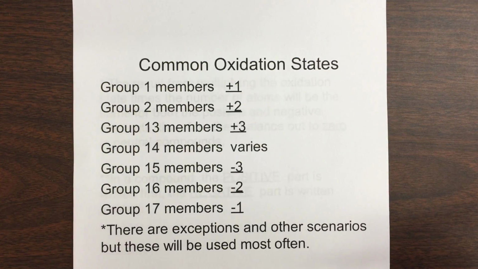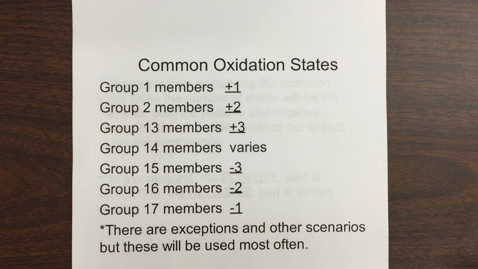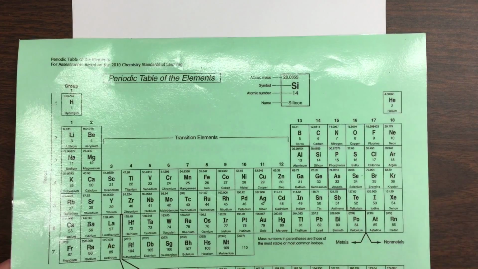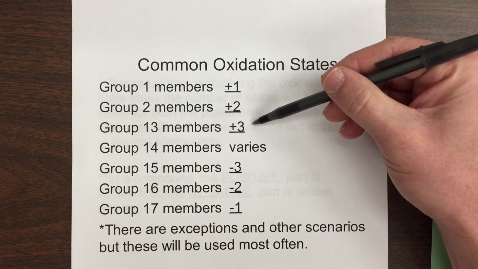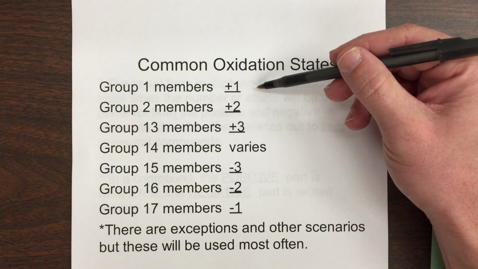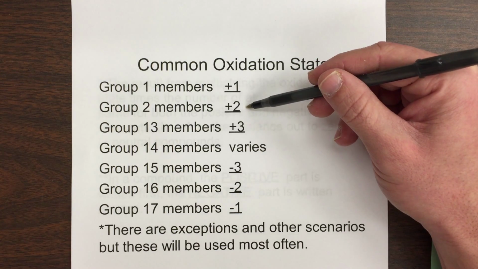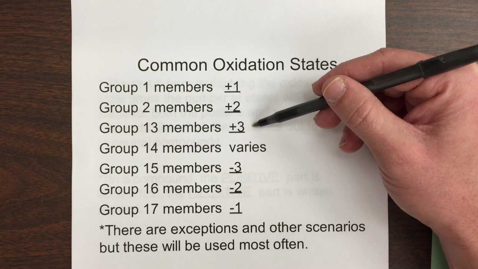Here are the oxidation states, and you'll notice that this corresponds with the number of valence electrons. So groups 1, 2, and 13 are all metals, except for boron here, the only metalloid in group 13. So these will all lose their valence electrons. So all group 1 members will have an oxidation state of +1, meaning they will always lose that 1 electron. Group 2 will always lose their 2 electrons, and group 13 will lose their 3 electrons.